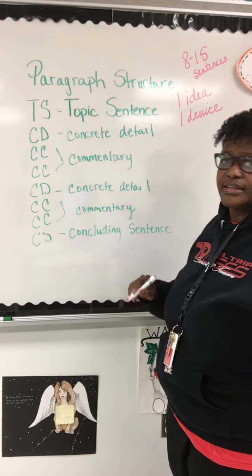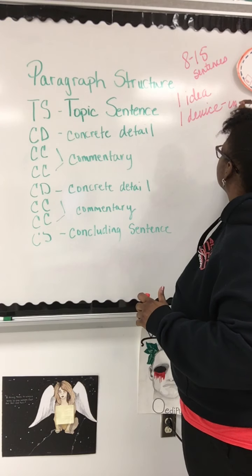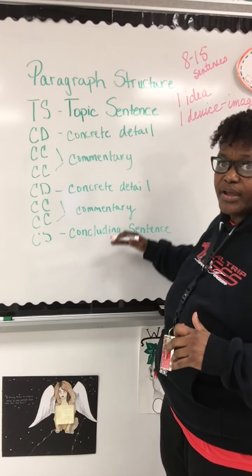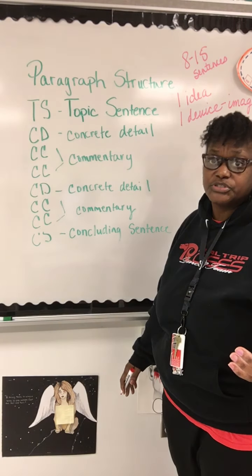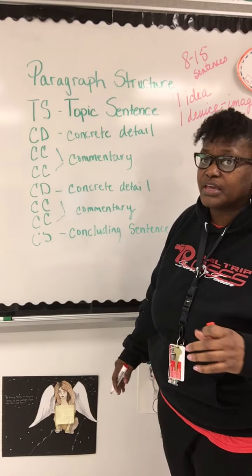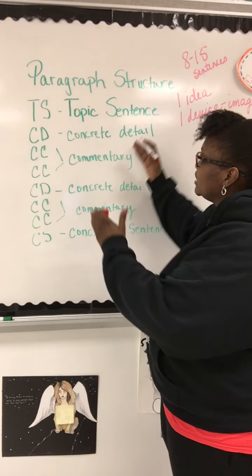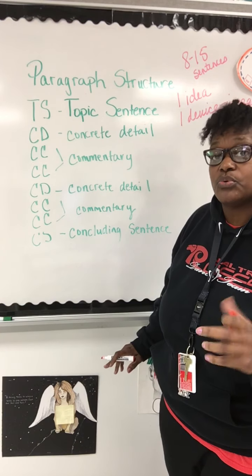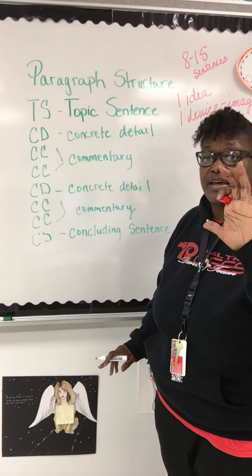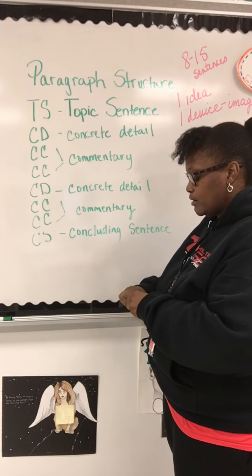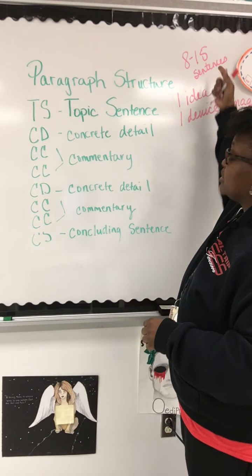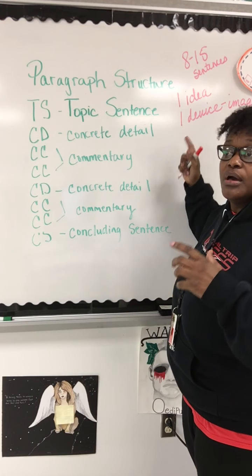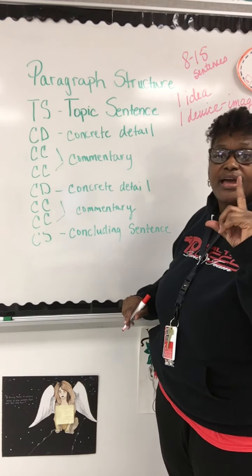For today's sake, let's say our device is going to be imagery. So this entire paragraph that you would write is going to be on imagery, right? No personification, no metaphors, no simile. Strictly, every piece of evidence that you put in here has to be an image or deal with imagery, deal with the 5 senses, okay? All right. So a paragraph is going to be about 8 to 15 sentences and present one idea.